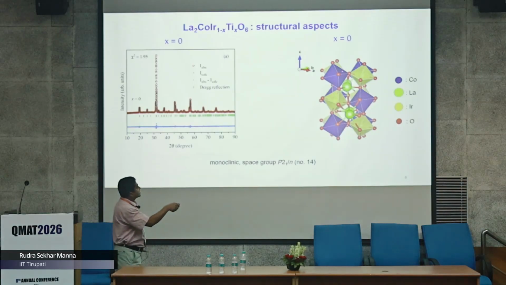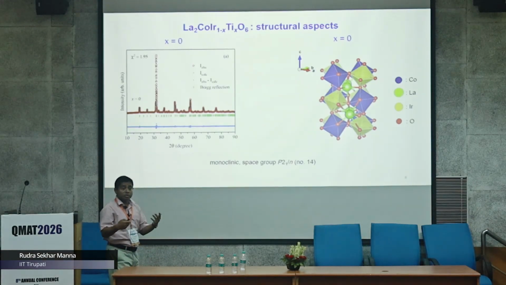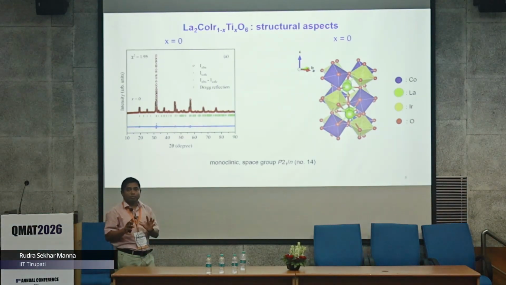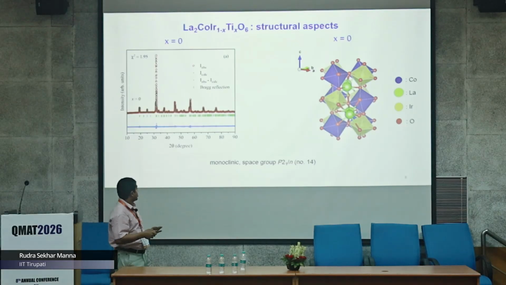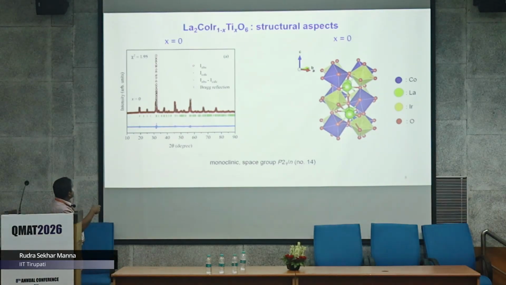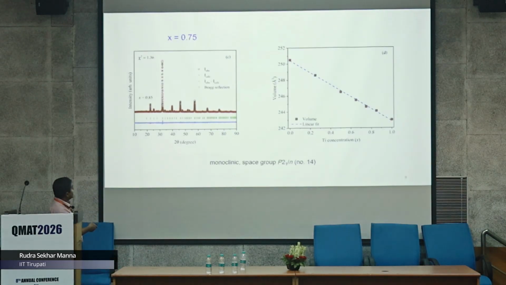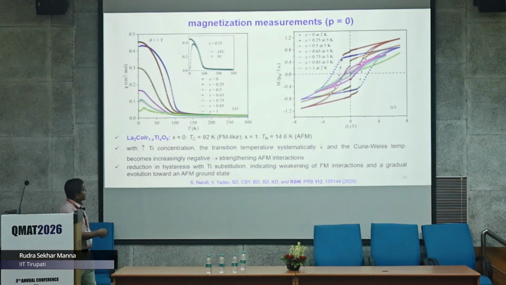So that means their exchange path will also be different, and when you talk about magnetism or transport, the properties can also be different. Anyway, we did the XRD, which looks quite good, and then we did the magnetization.